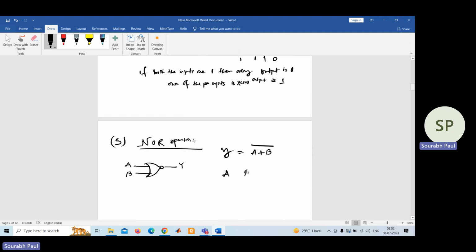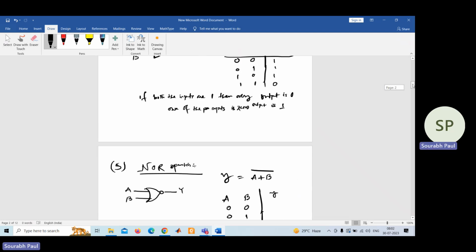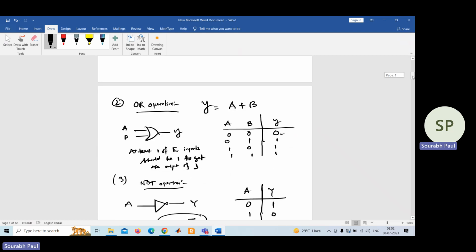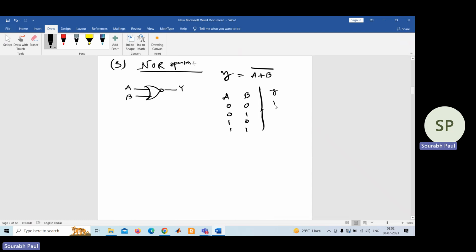So how the truth table is given: A and B are the input, Y is the output, 0, 0, 0, 1, 1, 0, 1, 1. So whatever OR operation you have done, you have to make the complement of that thing. So you have got 0, 1, 1, 1. Now the result will be 1, 0, 0, 0. So the complement of the output, whatever you got in case of OR, that you need to do. So what does it mean? If one of the input is 1, then definitely you are going to get the output of 0. If both the inputs are 0, then only you will get the output of 1. This is the logic followed in case of NOR operation. Fine.